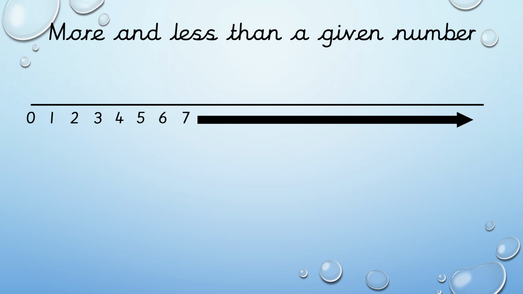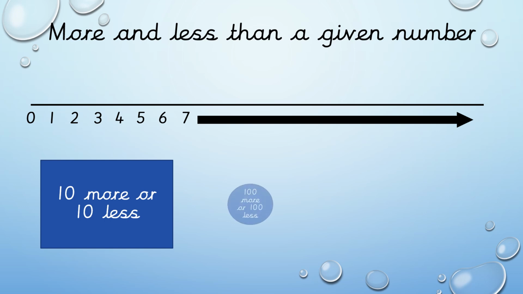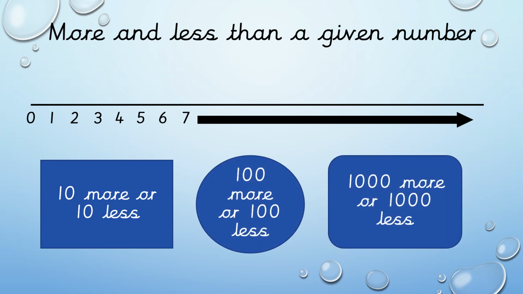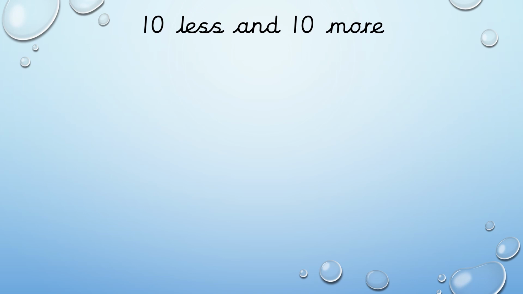This knowledge is automatic. Our challenge this week is to make our knowledge of 10 more and 10 less, 100 more or 100 less, 1,000 more or 1,000 less automatic too. We're going to start by finding 10 less and 10 more than a given number.